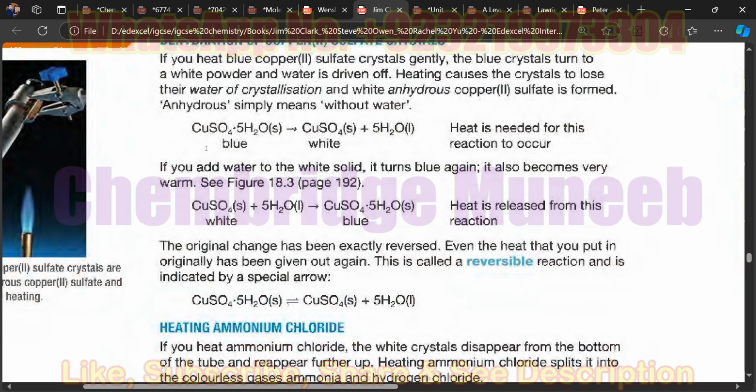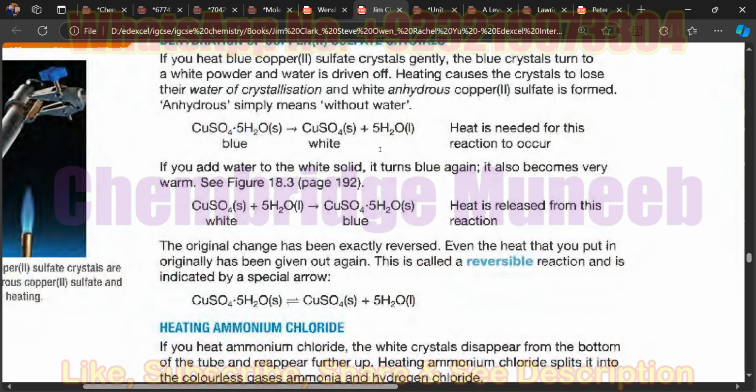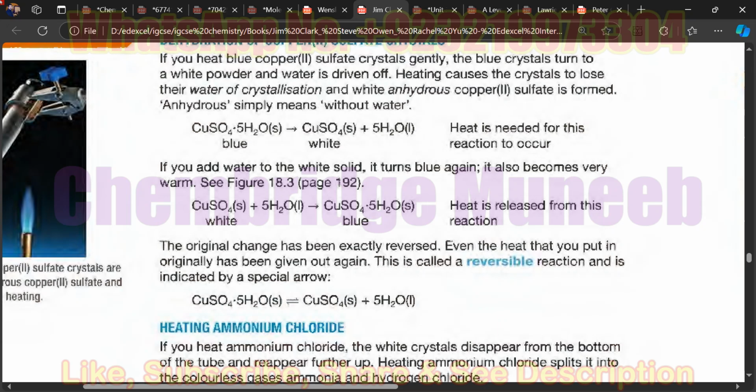When this salt is heated at a high temperature, the water will be removed from the hydrated compound, so it will convert into the anhydrous form, and you will see a white color, a white solid material in the beaker or test tube wheresoever they have put the salt.